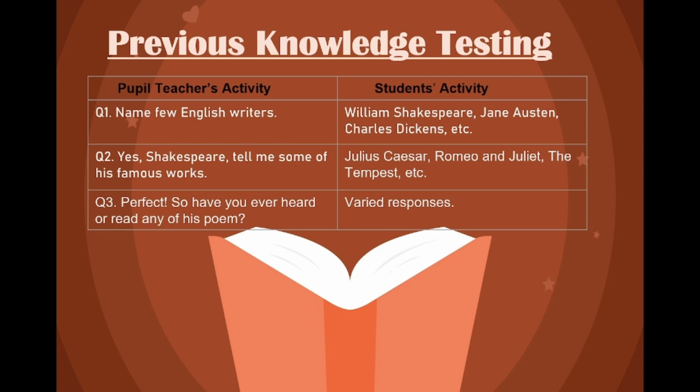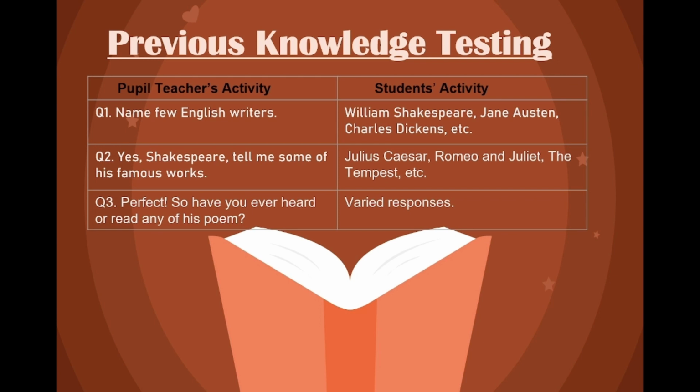If you get the answer William Shakespeare, you can move forward and ask the next question: tell me some of his famous works, wherein they can tell you about his famous works, for example Julius Caesar, Romeo and Juliet, and The Tempest, etc. And then you can follow up by asking if they have ever heard or read any of his poems, and you might get varied responses. Some students will say yes, they have heard, some will say no, and some students won't say anything. So then you have to move further.